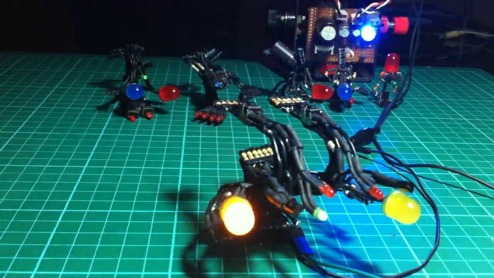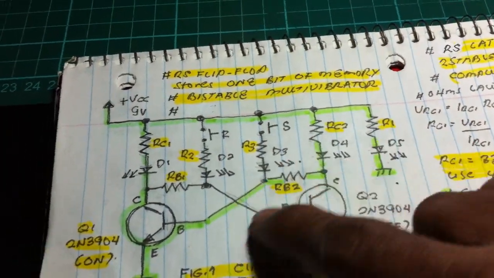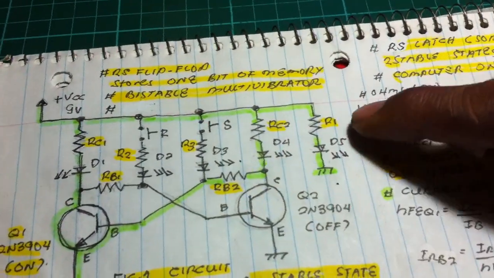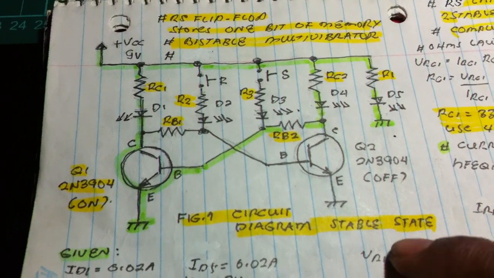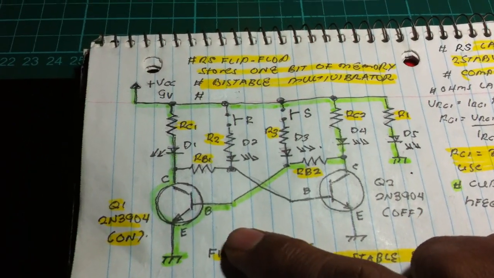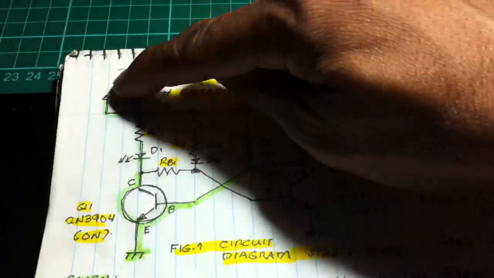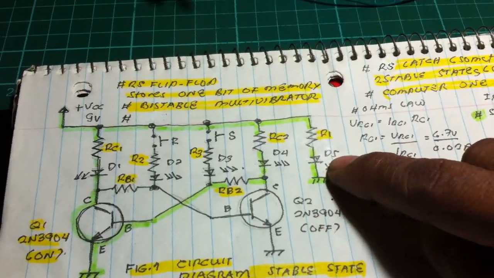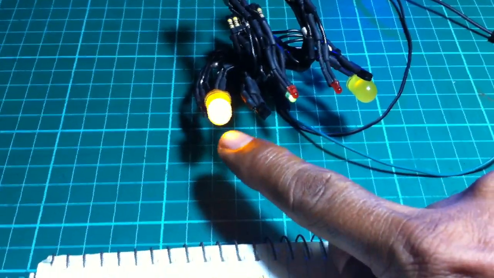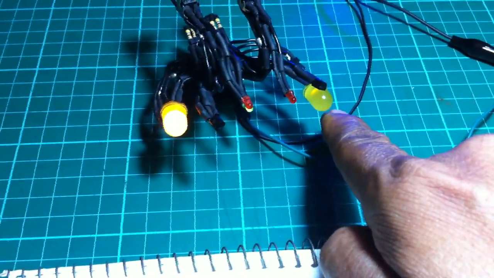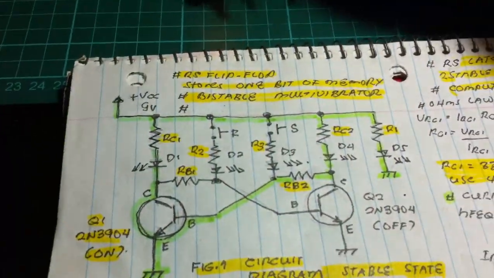Once you turn on the circuit, we're going to compute the values of all the resistors here. And once you turn on the circuit, this is the stable state of the circuit. One transistor is on and the other is off once you turn on the power, and the power LED turns on, as you have seen here. The other one is on, with a little light here, that is the problem of this circuit, and we're going to see.